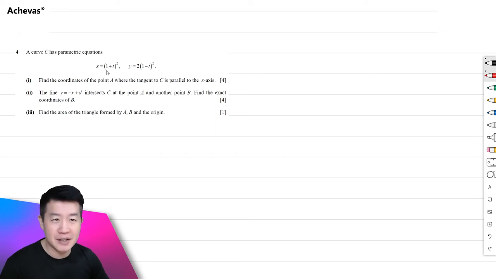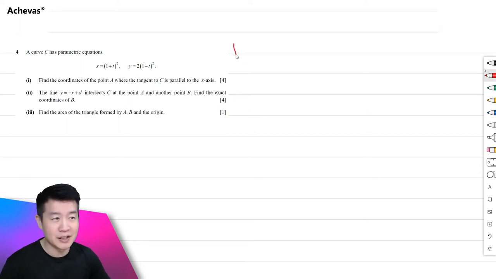We have curve C that is given to us in the parametric form. Part 1. We want to find the coordinates of A, where the tangent to C is parallel to the x-axis. Like what I told you, right? I did find some students making unnecessary mistakes when the question says that the tangent is parallel to the x-axis or when the tangent is parallel to the y-axis.